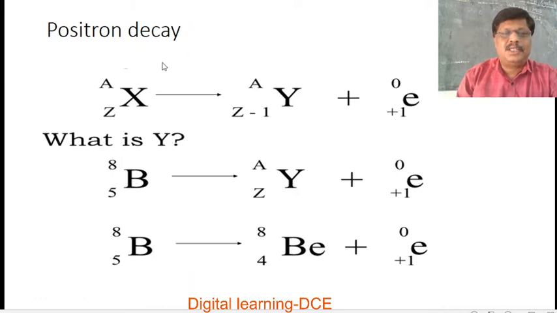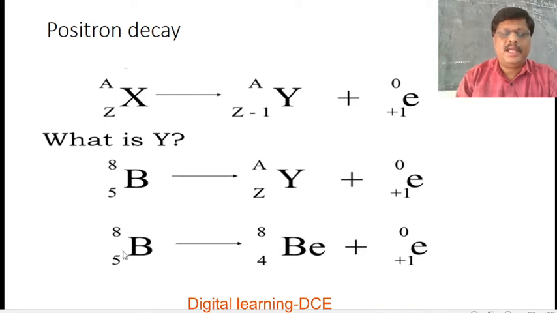The example of positron decay is: ZXA gives rise to Z minus 1 YA plus +1 e to the power of 0. This is the parent element, this is the daughter element, and this is the positron. If you take another example, boron 8 with atomic number 5 decays to some other product, that is the daughter element, with emission of a positron. What is this Y? Its mass number remains the same, 8. But its atomic number decreases by 1, so 5 minus 1 is 4. 4 is the atomic number of beryllium. So the daughter nucleus is beryllium 8 with atomic number 4, plus the positron, +1 e to the power of 0.